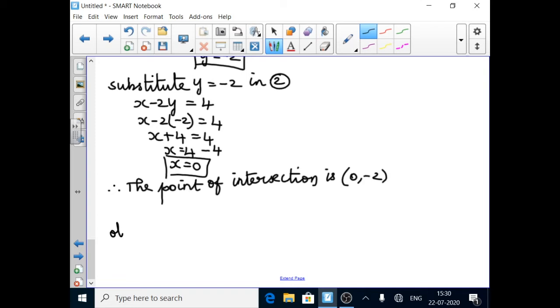Again, for another set of equations, the equation of the second set of straight lines.